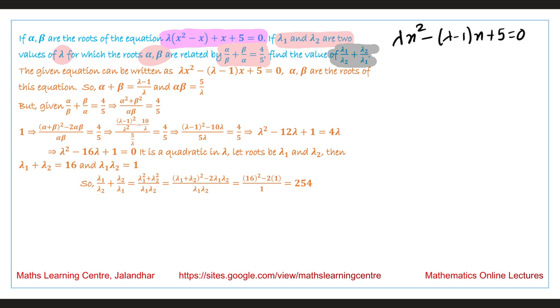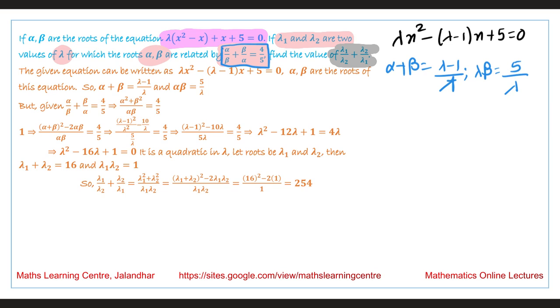So we will have the sum of the roots α + β equal to −b/a, that is (λ − 1)/λ, and the product of the roots αβ is c/a, that is 5/λ. So these are the values we have over here. Now it is given that these roots are related by α/β + β/α = 4/5.